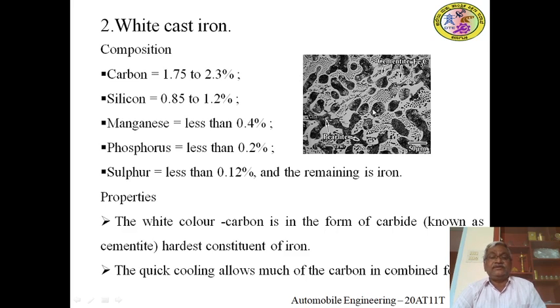Because of quick cooling, the carbon present in the iron will be in combined form, that is iron carbide Fe3C. It is known as cementite. It is white in color. That is why this is called white cast iron. This iron carbide is very hard. And you can also find these black patches of ferrite; ferrite means layers of ferrite and cementite. So the carbon is in combined form, that is cementite, which is white in color. That is why it is white cast iron. It is because of quick cooling of the molten iron; carbon is not converted into free form.